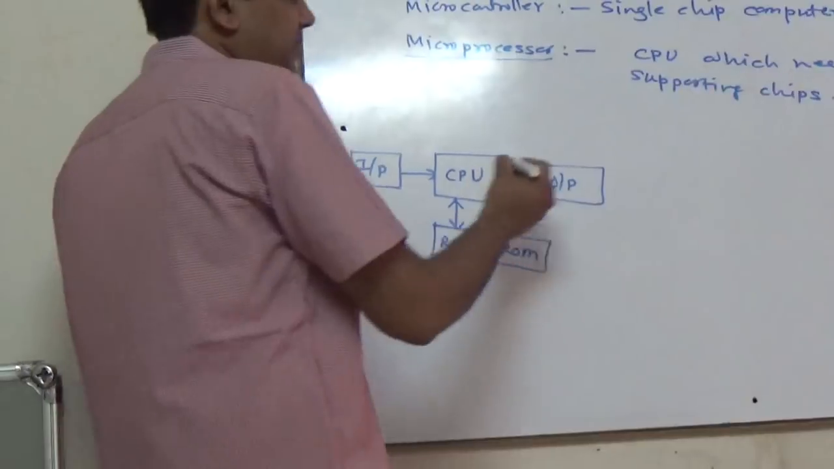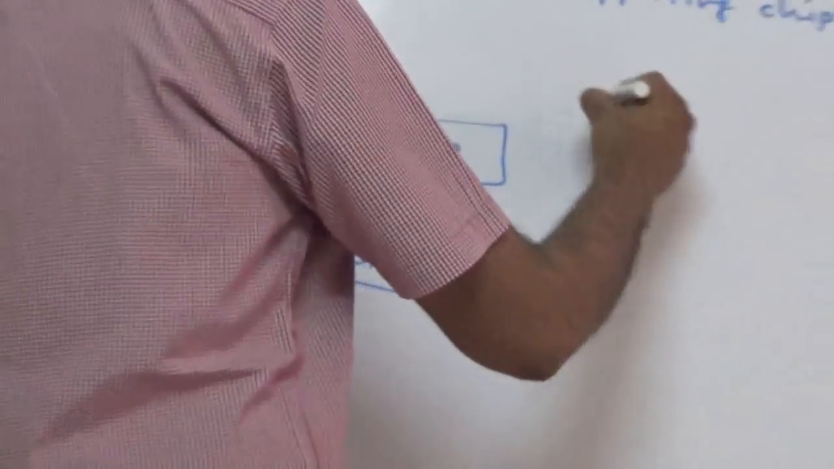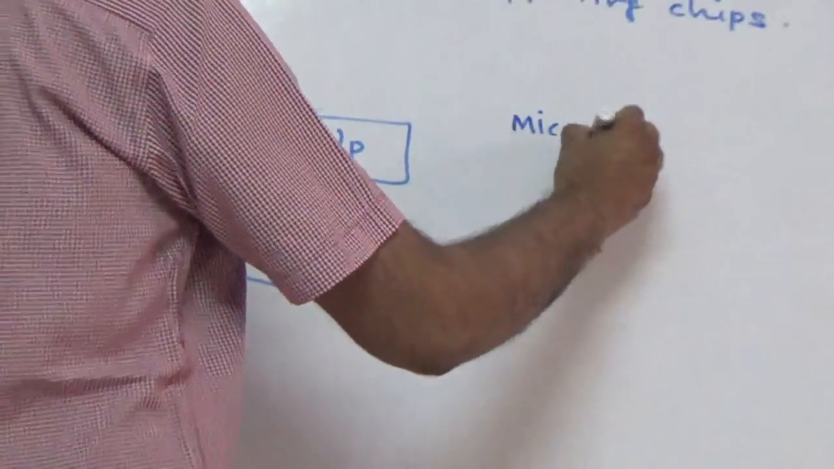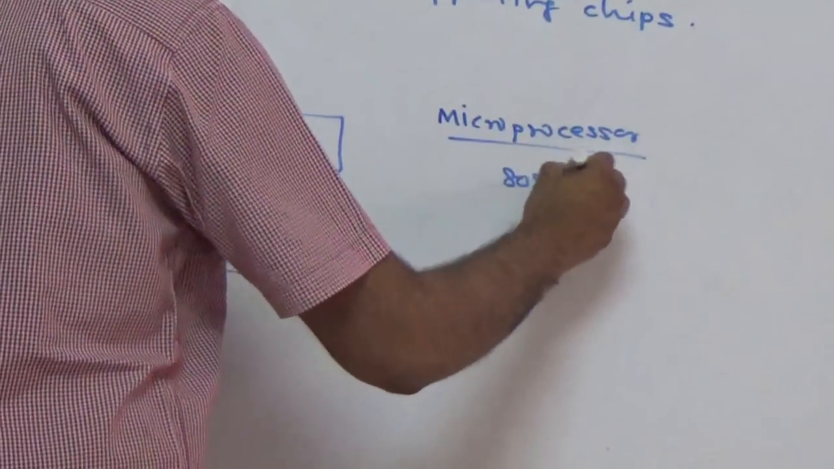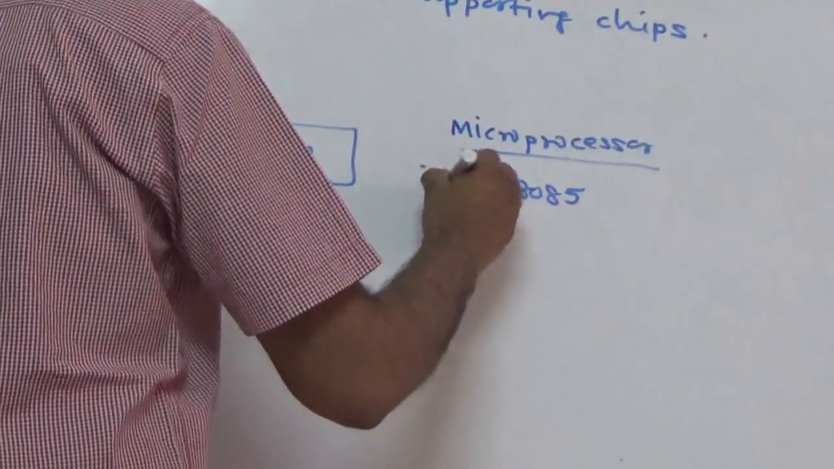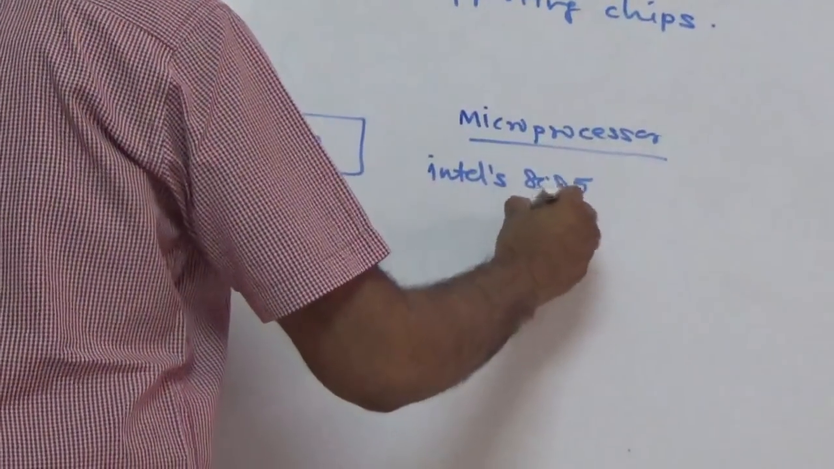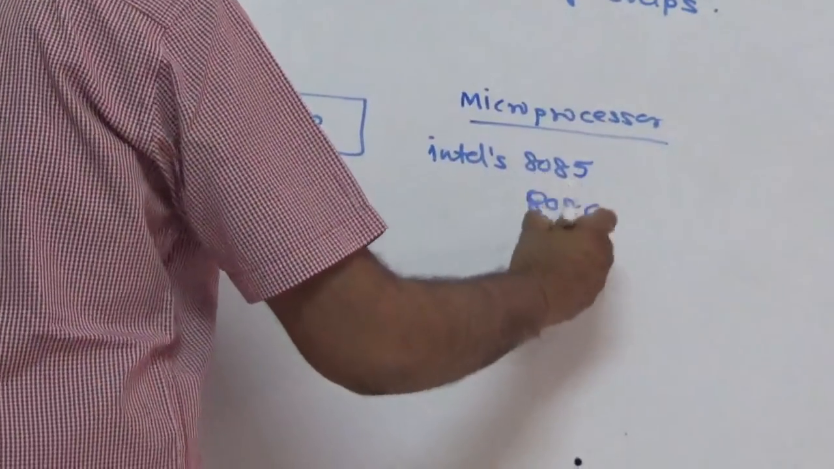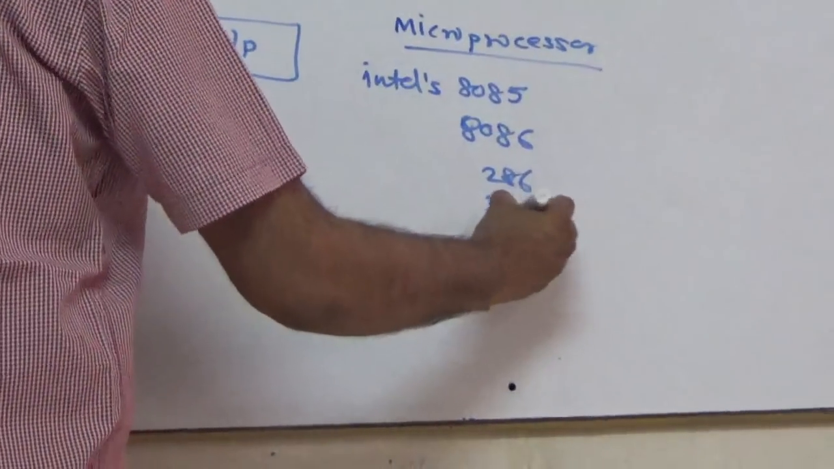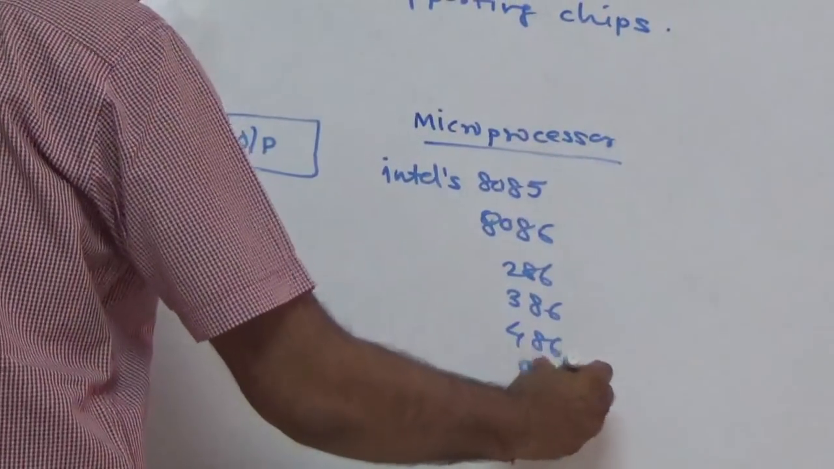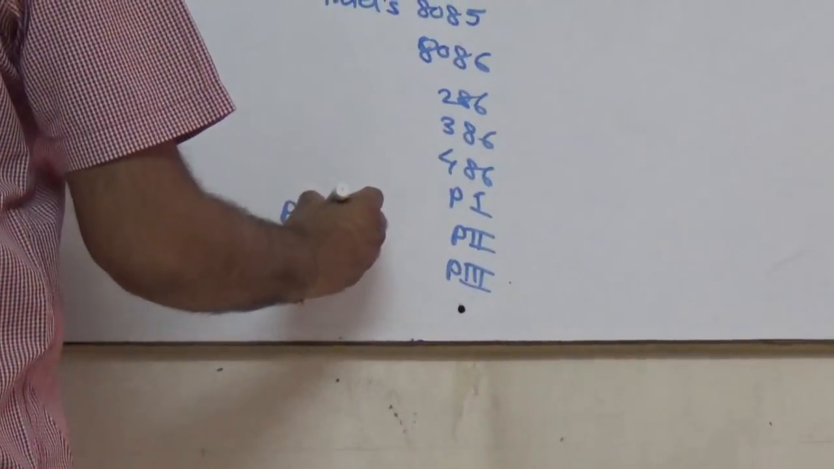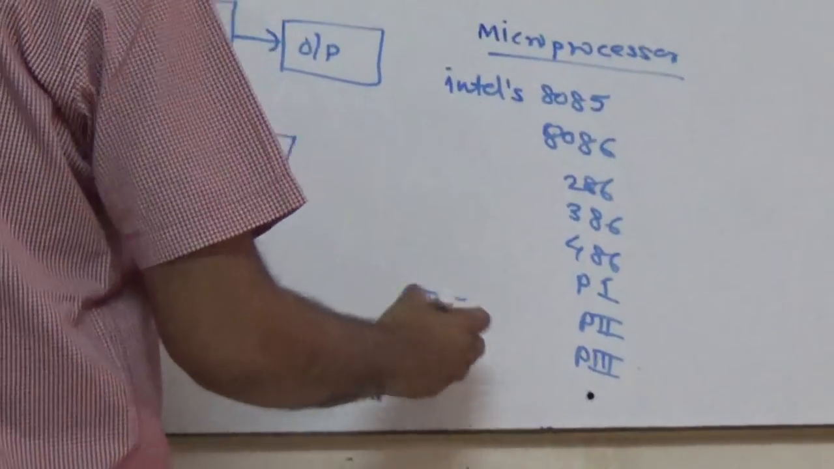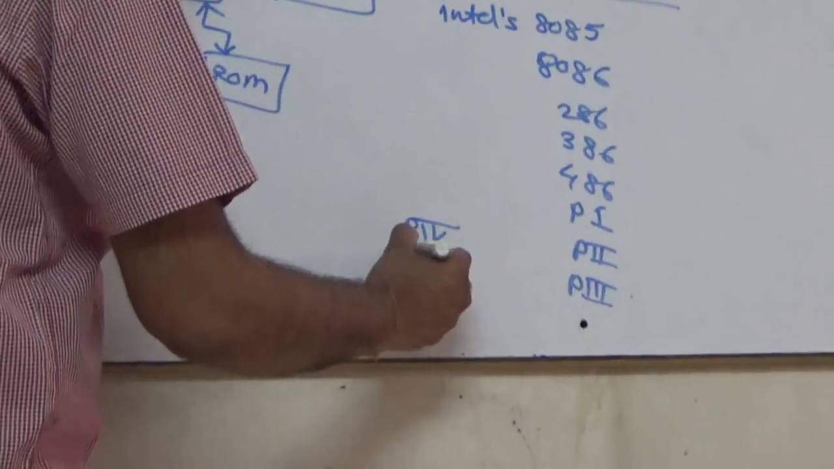For example, if you go to very old, very basic microprocessors, we will see Intel's 8085, 8086, then 286, 386, 486, Pentium 1, 2, 3, 4. Then nowadays we use Intel Core, so i1, i2, i3, i4, i5, and so on.